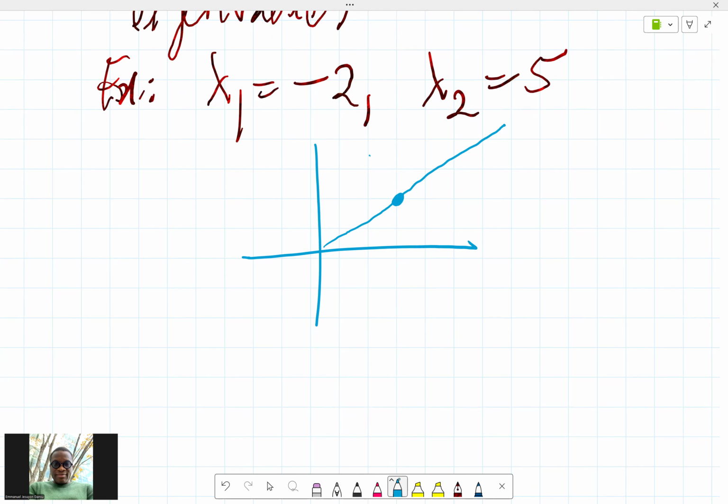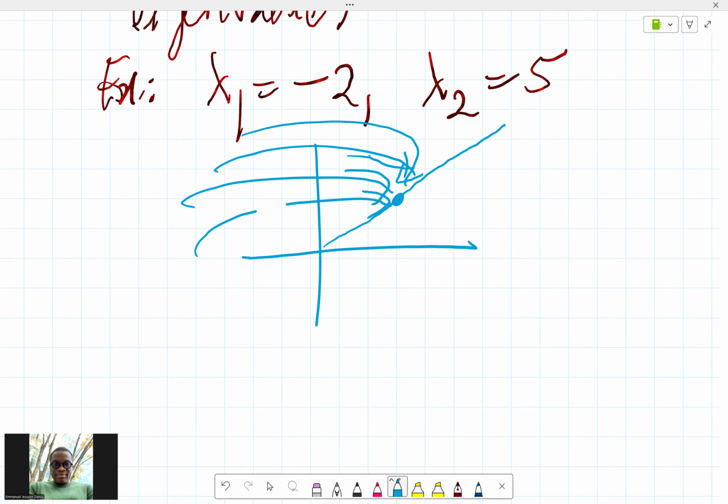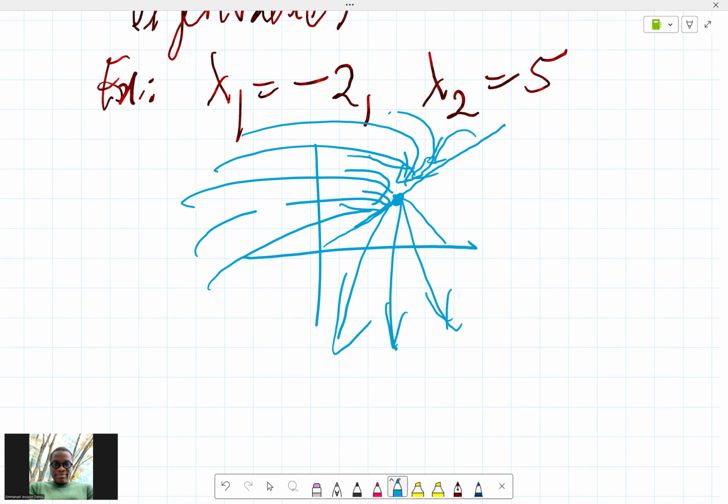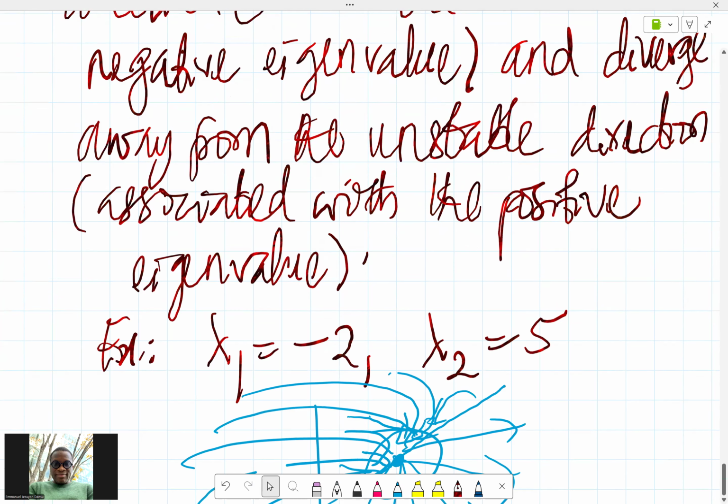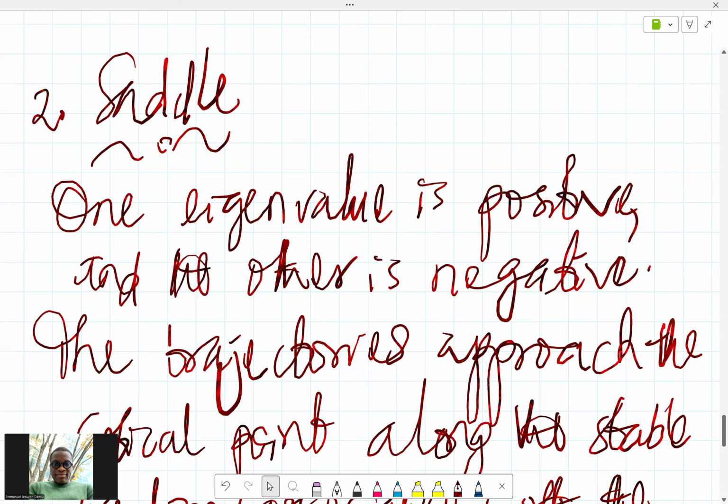Everything coming from this direction is for lambda 1 equals -2. So everything coming from this side goes into the critical point, everything coming from above, so to speak. But everything coming from under the line diverges away. So that is what you call a saddle, because some are entering, some are getting out. That is a good example of a saddle.